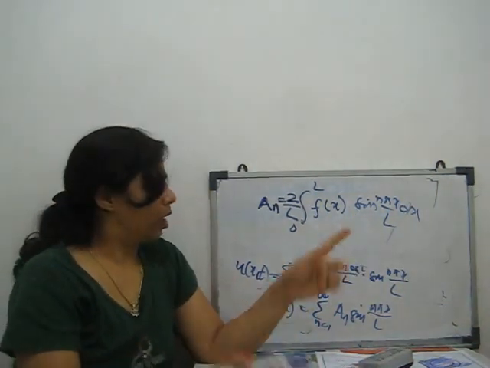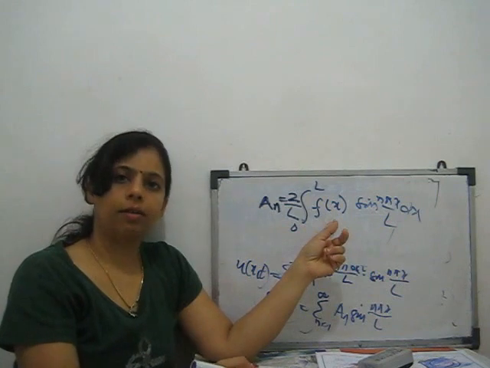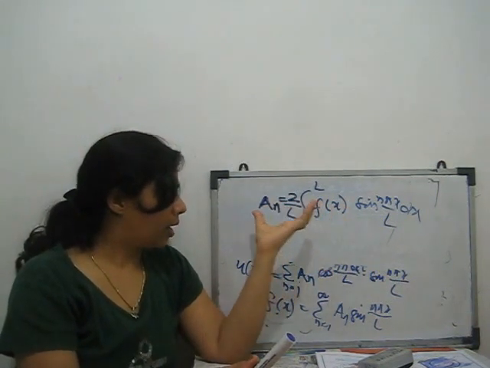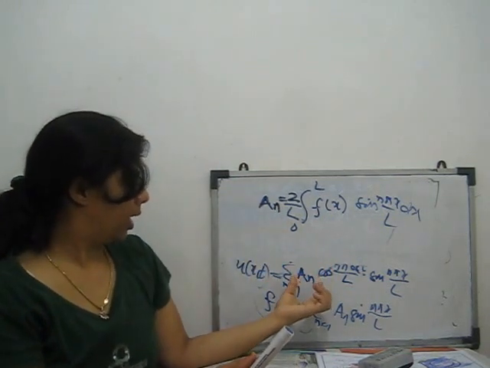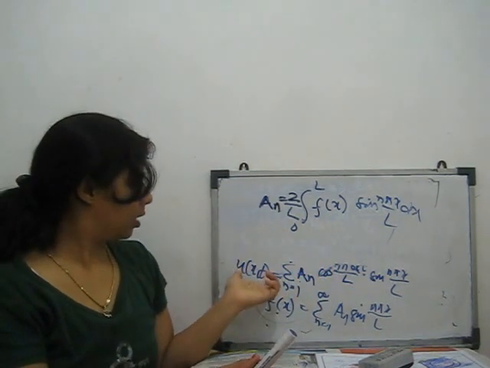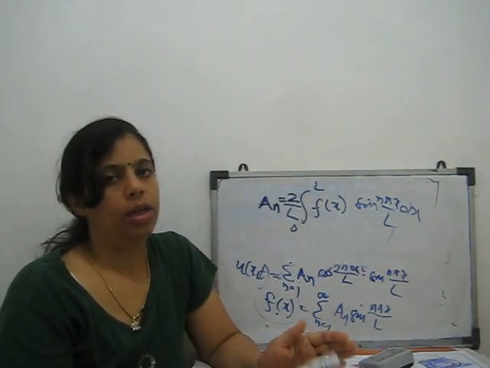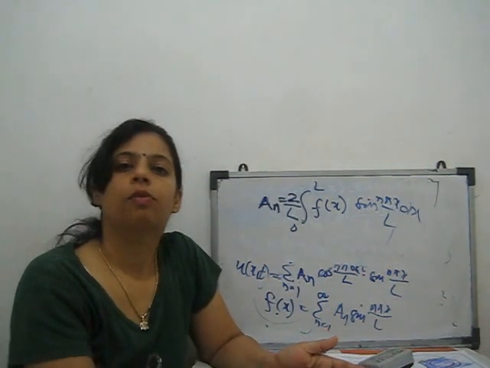Now in this formula you have to substitute the value given in the function f(x). Substitute here, solve this integral, find the value of an, substitute an here, and you will get the solution of the one dimension wave equation. Okay, that's it for today.